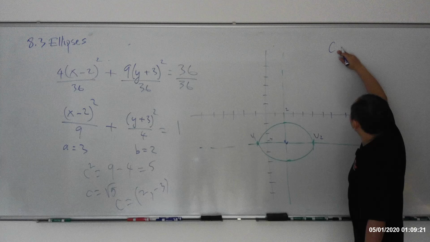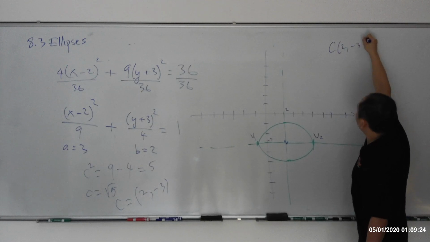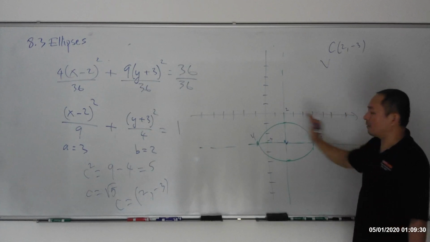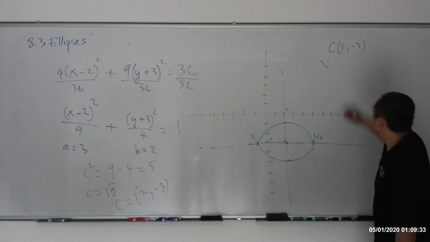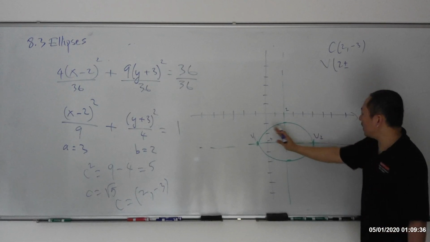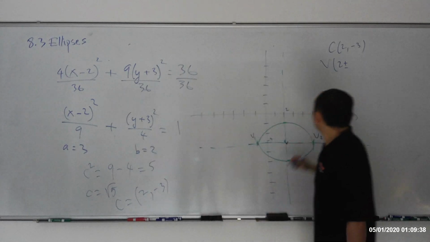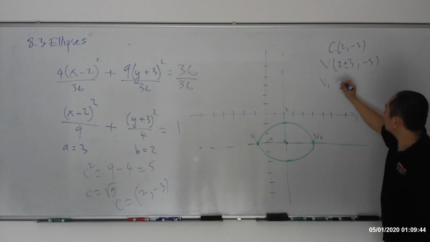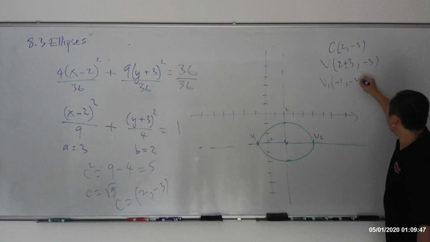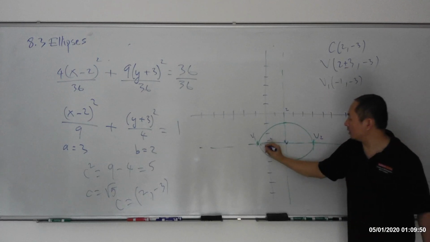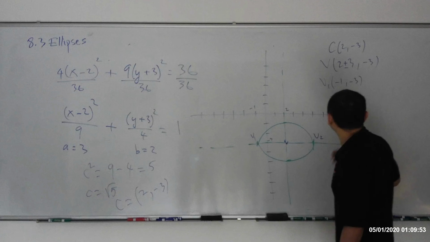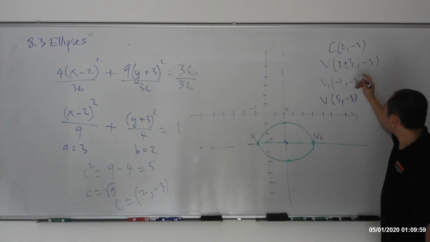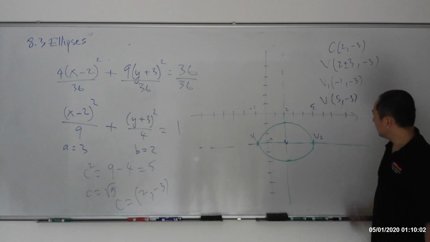Center is at 2, -3. Yes. And to find the 2 vertices V1 and V2, now we have to move left and right, so we have to add and subtract a number to the x-coordinate. So 2 plus or minus. How far do we move left and right? 3 units. So 2 plus or minus 3, comma, negative 3. So we got V1. Now let's subtract first. So V1 is at negative 1, negative 3. 2 minus 3 is negative 1. Right here, this point. This is negative 1 and negative 3. And V2 is at 5, comma, negative 3. 2 plus 3 is 5.